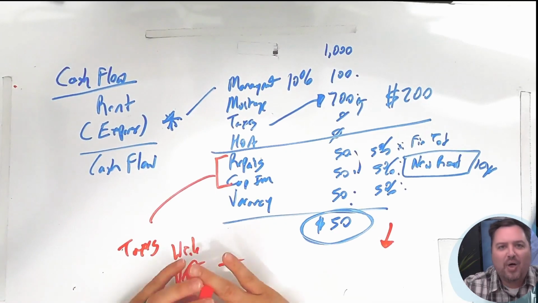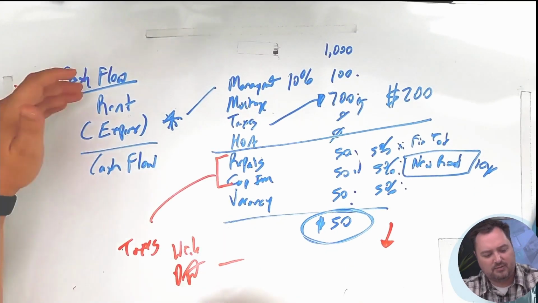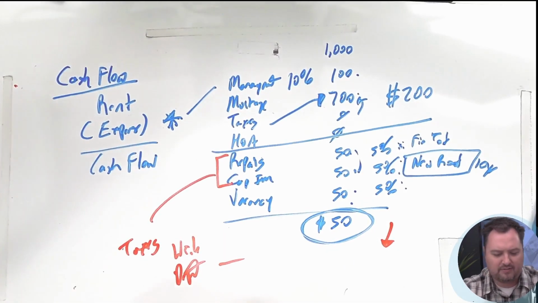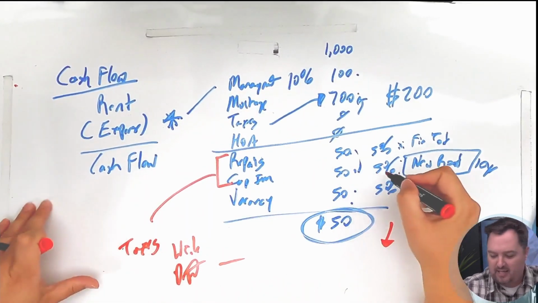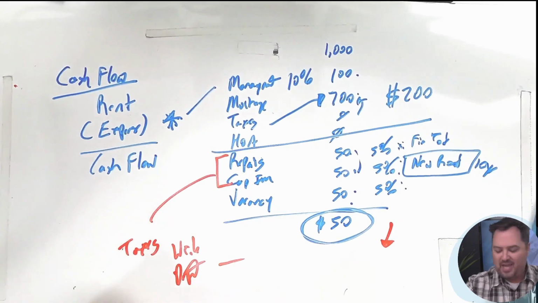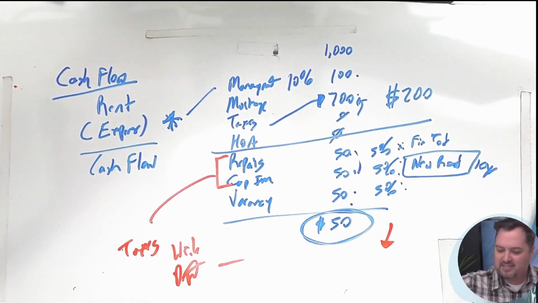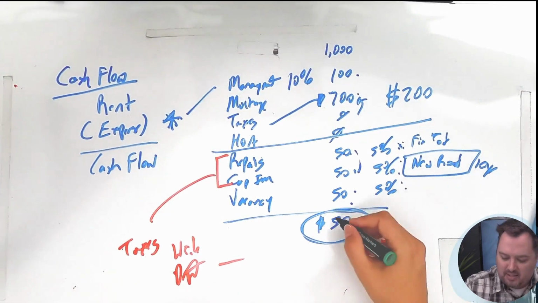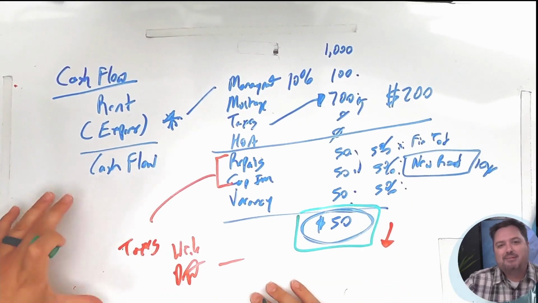So this is the whole idea of cash flow. The cash flow is the difference between the rent and the expenses equals your cash flow. You've got to itemize and know exactly what those expenses are. Now, the question really is, how do you make money in real estate investing? If you're only making $50 a month, how do you actually make any money on this?